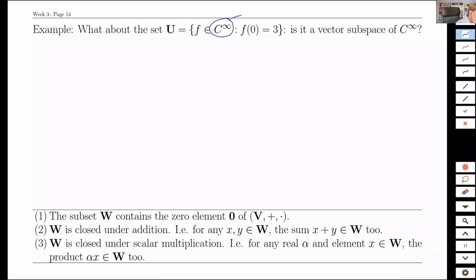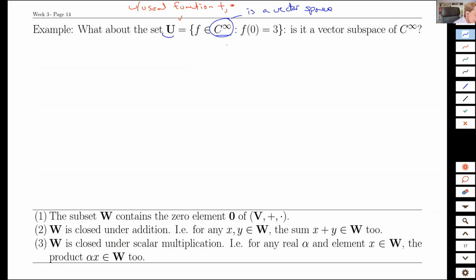C infinity is a vector space, and I should put in the subtext here, with the usual function plus and scalar multiplication. We know how to add functions. We add them point by point. We know how to do scalar multiplication. We do that point by point as well. So C infinity is a vector space.